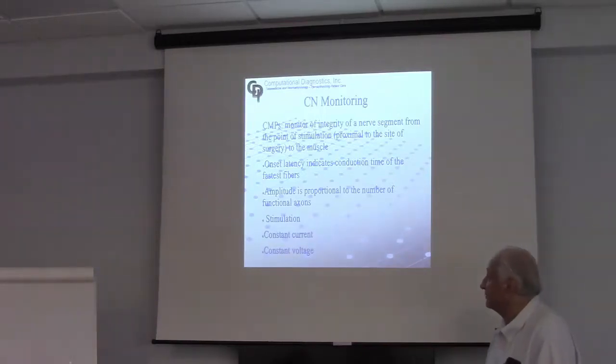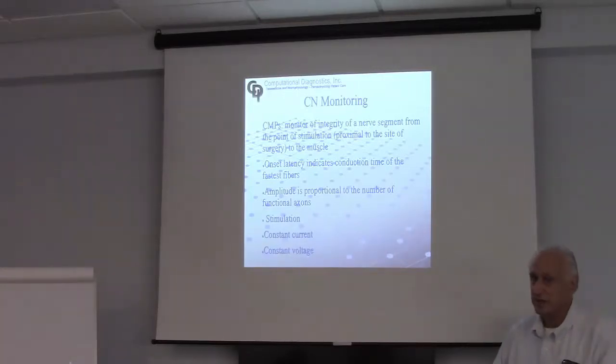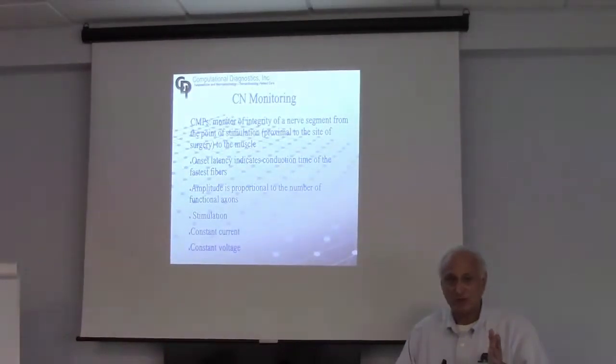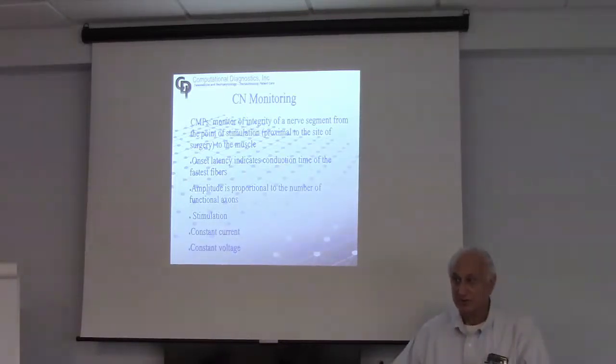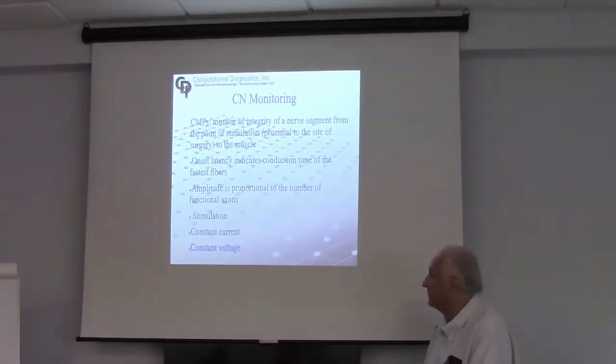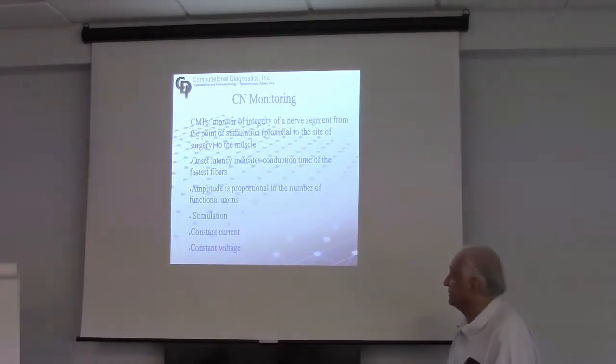It gives you a certain amount of information. The onset latency tells you something about the conduction of the nerve that you're stimulating. And so you can use that to differentiate between, for example, trigeminal and facial nerves. When you think you're stimulating one or the other, the trigeminal nerve will fire sooner than the facial nerve. And so that conduction time can be helpful when you're trying to sort things out.